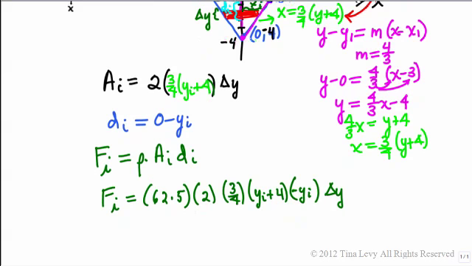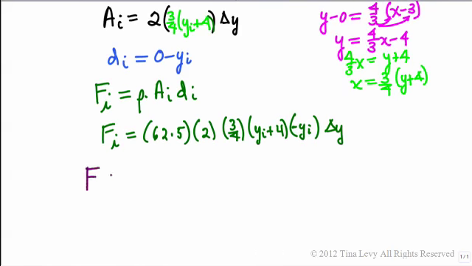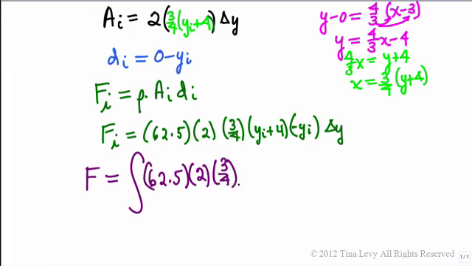And now we're going to sum those all up as I goes from 1 to n, take the limit, and we now get the integral that represents the force exerted on that entire triangular plate. So it is the integral of 62.5 times 2 times 3/4 y plus 4, instead of y sub I plus 4, I put y plus 4. Instead of negative y sub I, I put negative y. Delta y becomes dy.